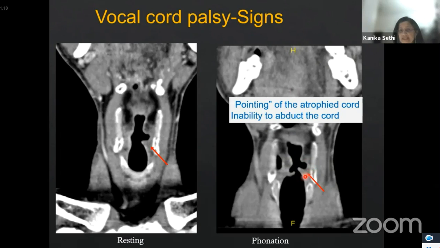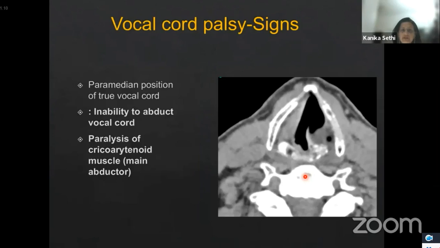The laryngeal ventricle dilates because of the atrophied cord. That's the coronal image. There are other signs, multiple signs. This is the axial CT through the larynx. Here, what do you see? The paramedian, medial position of the true vocal cord.